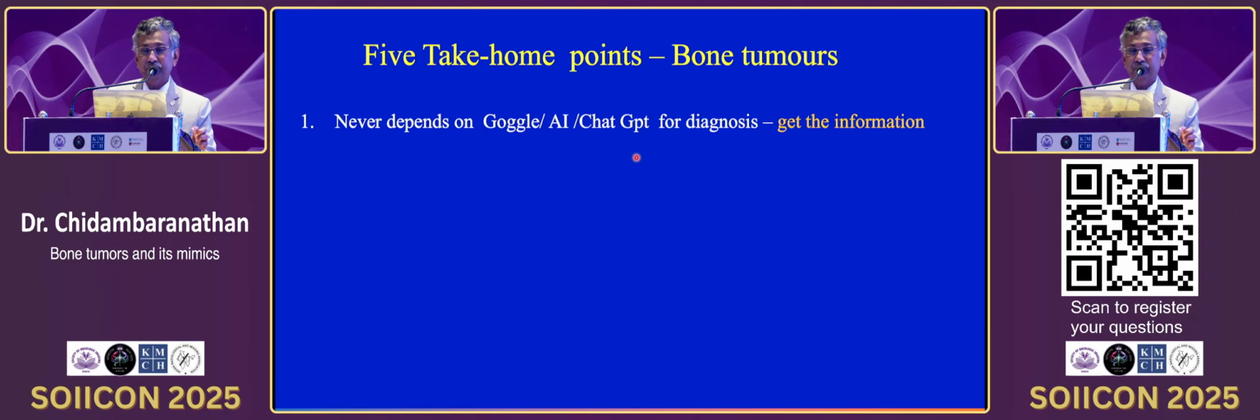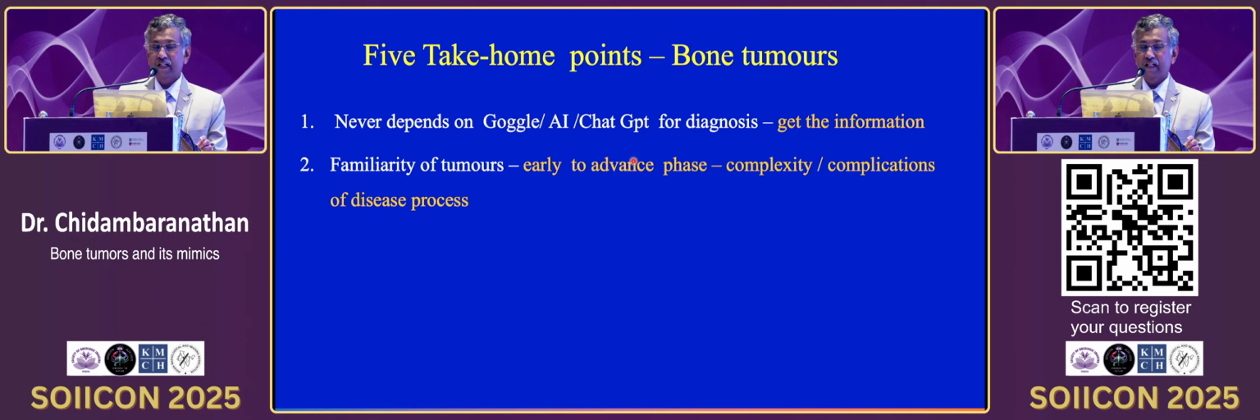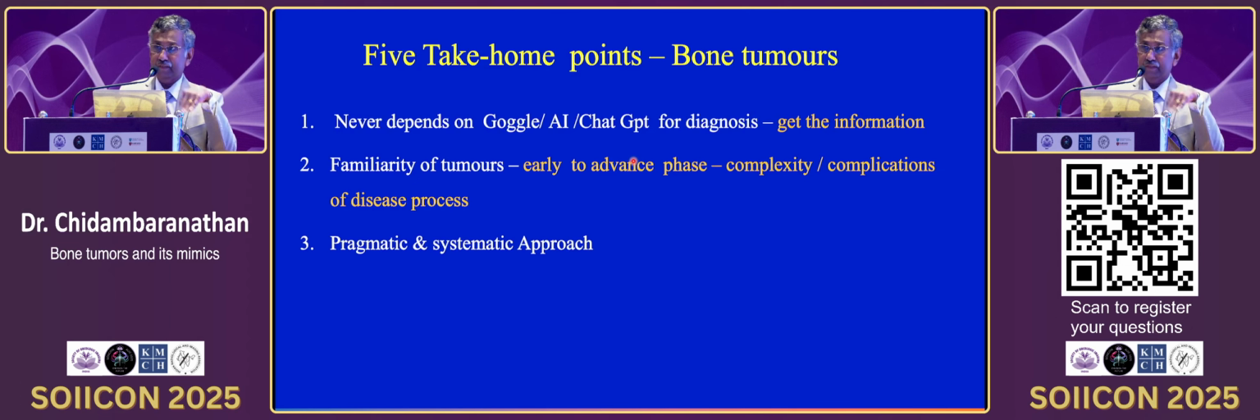So take home point. Never depend on Google or ChatGPT for diagnosis. You can get the information, but you have to decide what type of lesion the patient has. If you totally rely only on Google or this, you will definitely make mistakes. Familiarity with the tumor, early to advanced stages, complex lesions, how the disease process turns out, and a pragmatic and systematic approach are important.